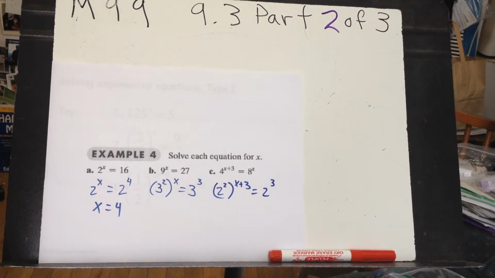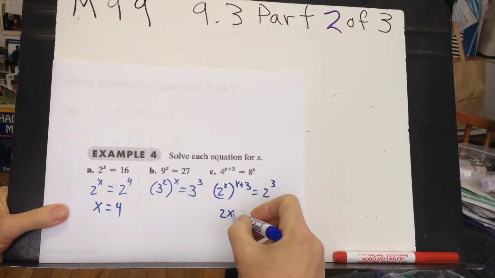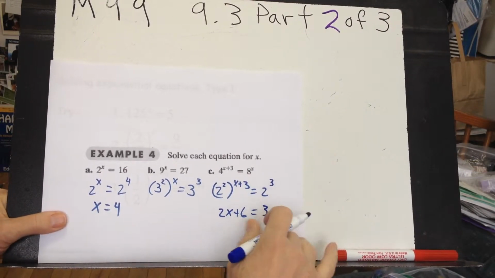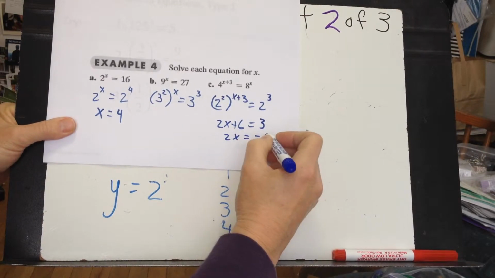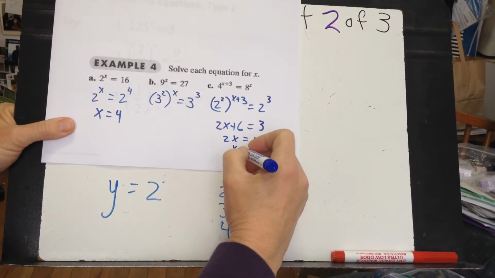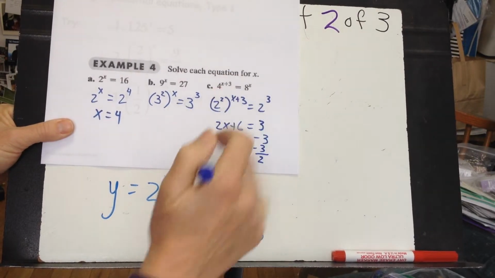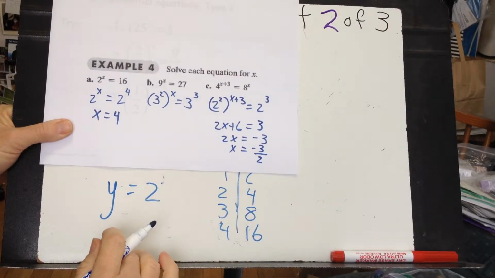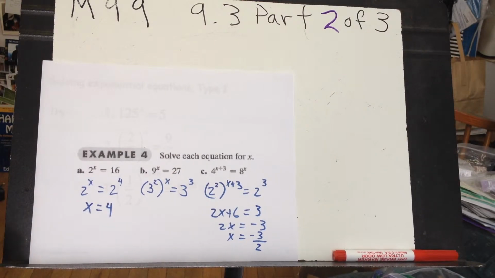Finishing it up again. So 2x plus 6 equals 3, a little bit different. Subtract 6 from both sides. So then 2x equals negative 3. And then x is equal to negative 3 halves. And yes, the exponent can be a negative number. Put this on your calculator to see if it works out the same. You're just checking to see if the decimals are the same. So there's example number 4.